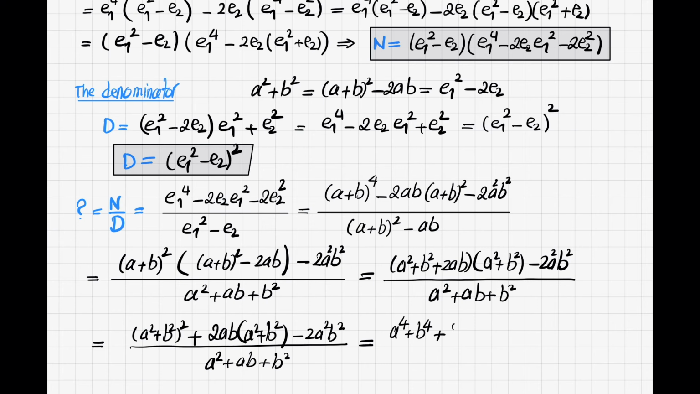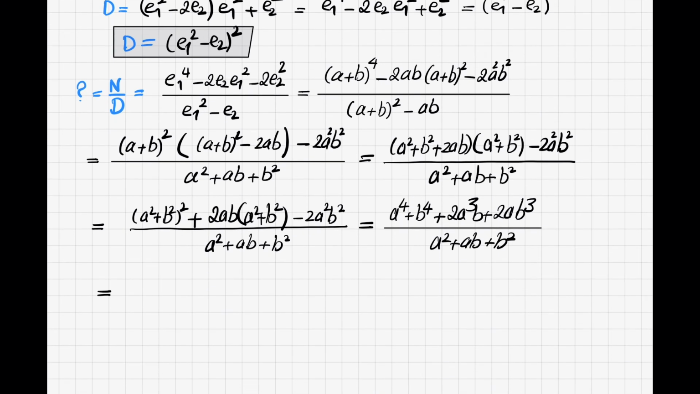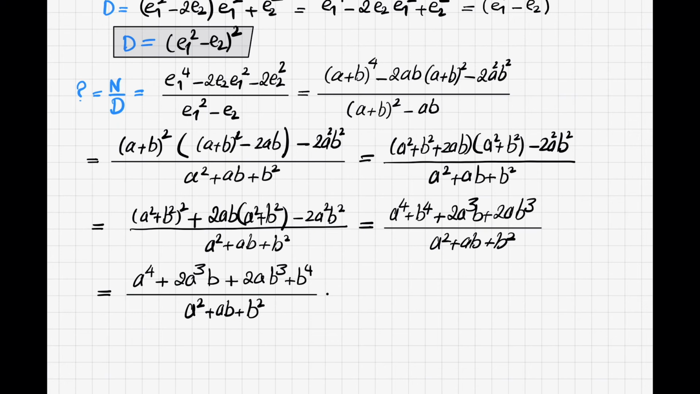So this becomes 2a to the 3b plus 2ab to the 3, and then I divide this expression by a squared plus ab plus b squared. So if I want to write it exactly as I have written in the answer, I have written it in this form, that this is a to the 4 plus 2a to the power of 3 b. I have ordered it in the descending order of the exponents of a. Then 2ab to the 3, and then finally b to the 4, and the denominator is a squared plus ab plus b squared. Okay, so that is the answer to this problem.